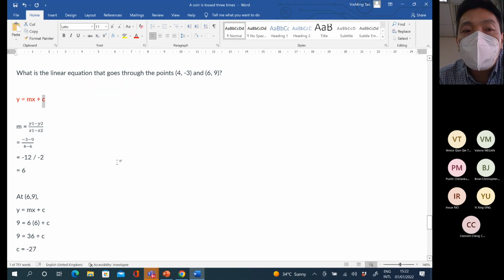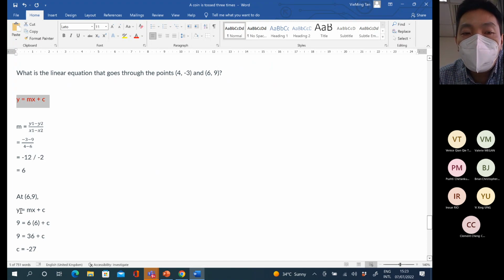Okay. So in order to get the m value, you need to use this formula, right? You can use the first point as x1, y1, and the second point as x2, y2. For this question, the x and y values are already given to you, so based on this information, you can get the m. For this question, m is equal to 6. Once you know m is equal to 6, you can substitute m equal to 6 into this equation again.